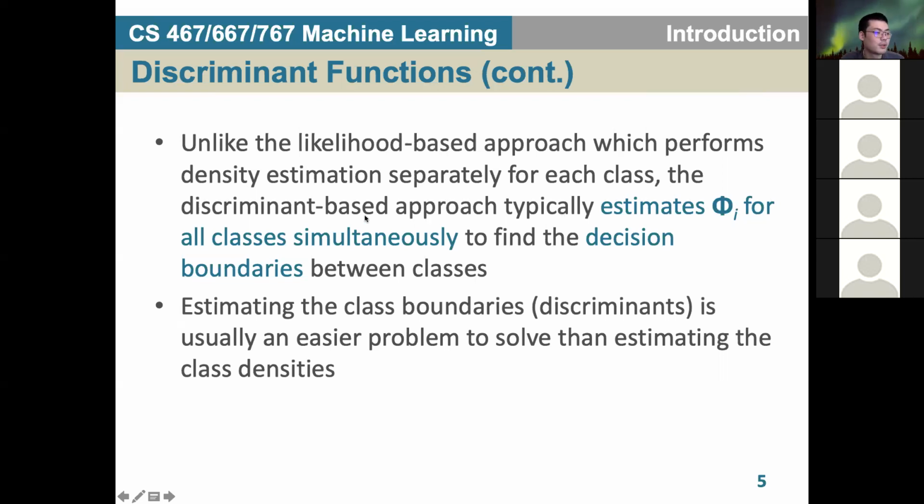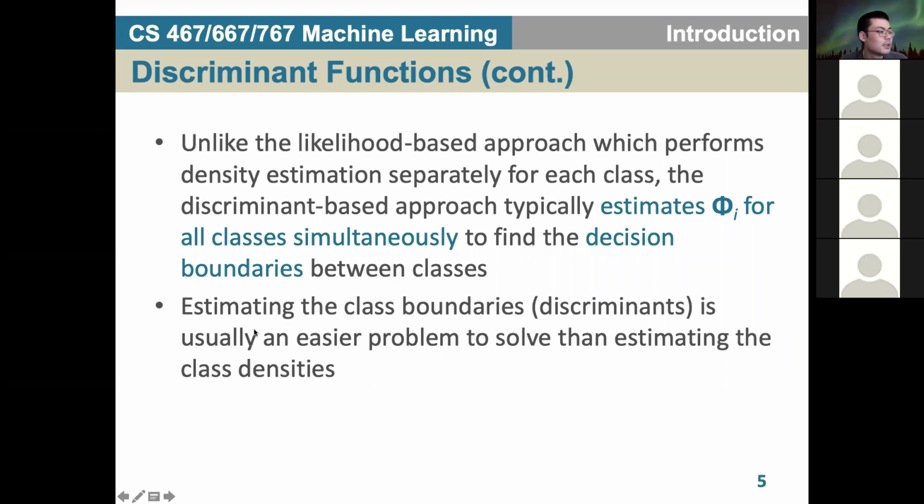But in the discriminant-based method, we don't do that one at a time for each class. We estimate them for all classes simultaneously. And then we find the decision boundary. On one side it's positive, on the other side it's negative. So this is another difference, and you will see that later in this class.